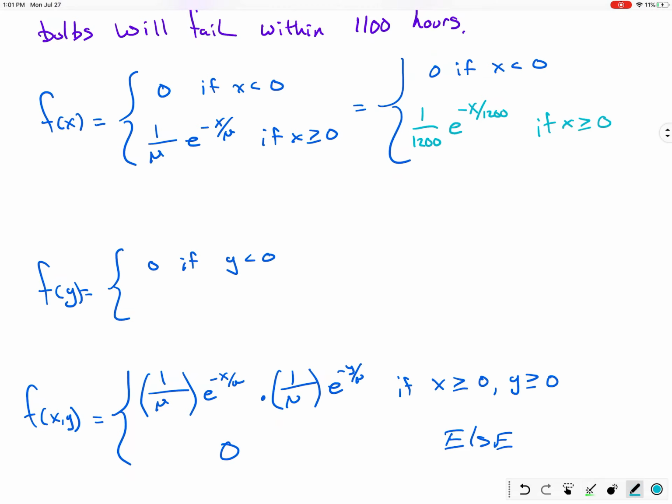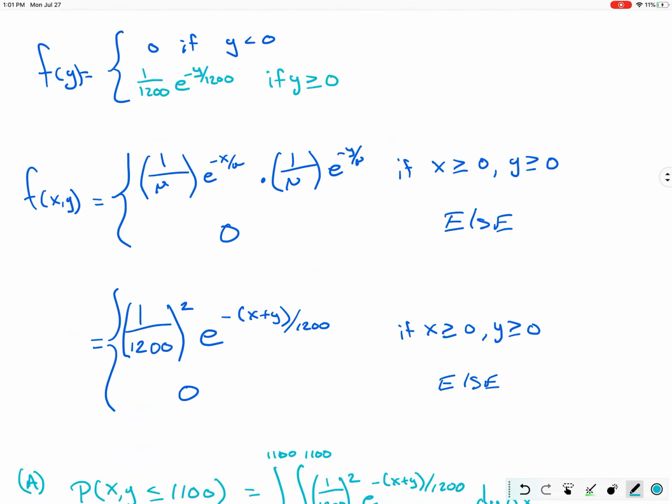The bulbs are the same, so my y bulb has the same parameters. If I had a different type of bulb, I would put in a different situation here, but it's the same bulb. So it's the same, except now we're talking about the second bulb, which is the y, and 0 life hours otherwise. Okay, so that's my function, if y is bigger than or equal to 0.